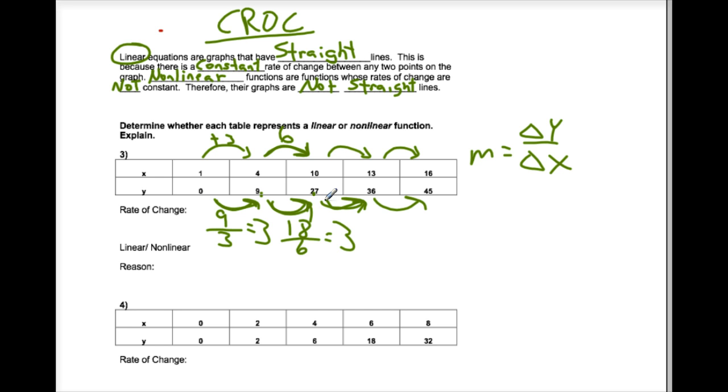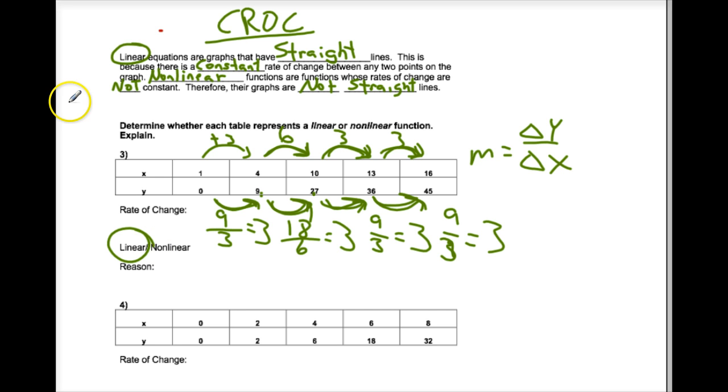Guys, what's the difference between 27 to 36? 9. Over. What's the difference between 10 to 13? 3. What's 9 divided by 3? 3. 36 to 45. 9. Over. 3. 3 is how much? 3. All right, 9. It's 3. Is the slope the same throughout this entire problem? Yes. Is this linear or nonlinear? Linear. Why? That's what it says. No. We don't know if it makes a straight line. What's the new word?